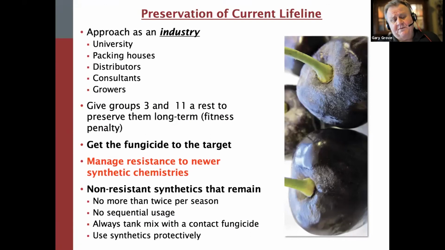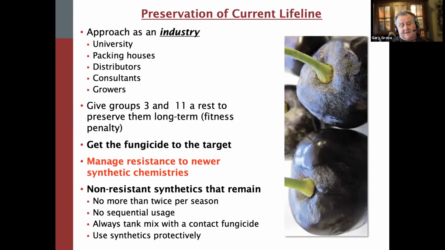Try to give the groups 3 and 11s a rest to preserve them long term. Try to take advantage of the fitness penalty. Get the fungicide to the target. And most importantly, while we're dealing with this situation, be sure to manage the resistance to the newer synthetics, such as the 7s, the 50s, etc.